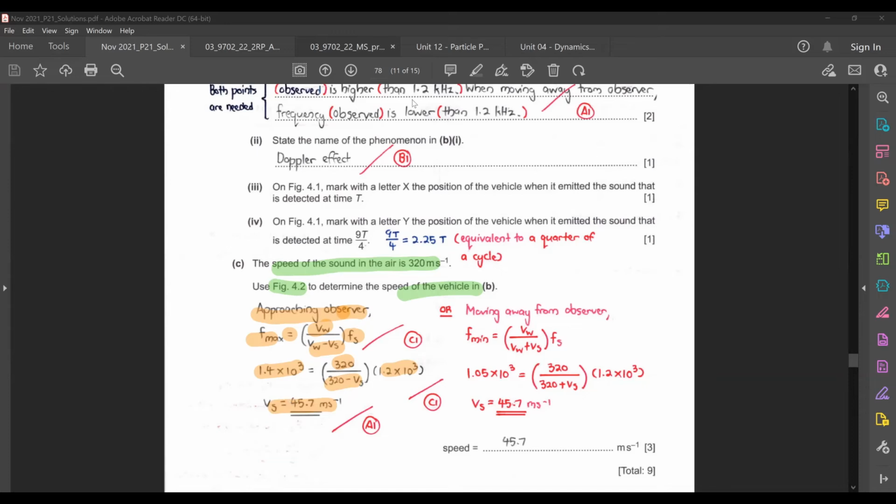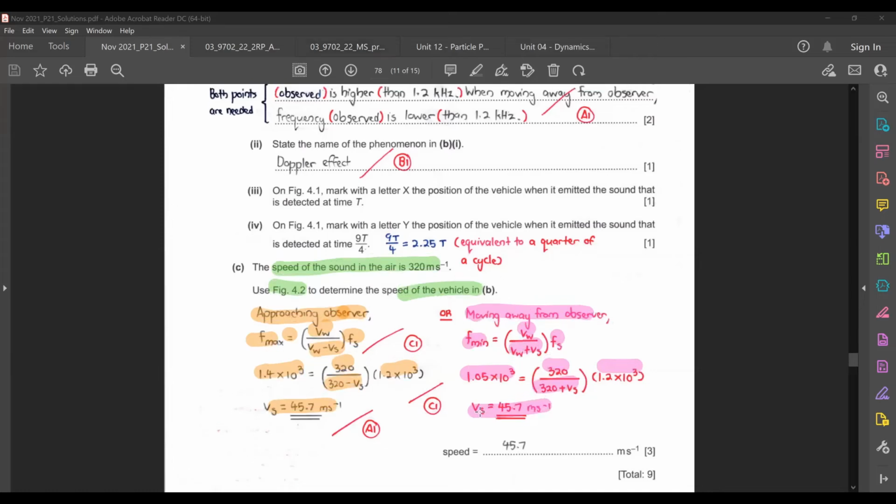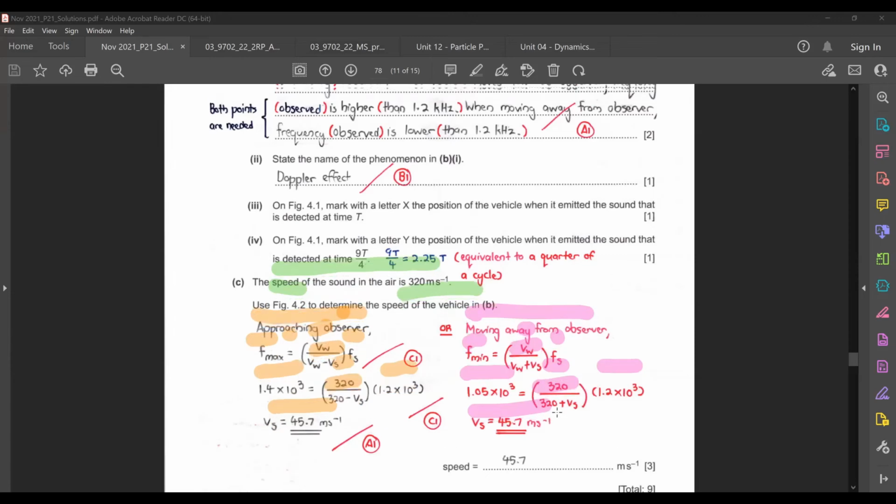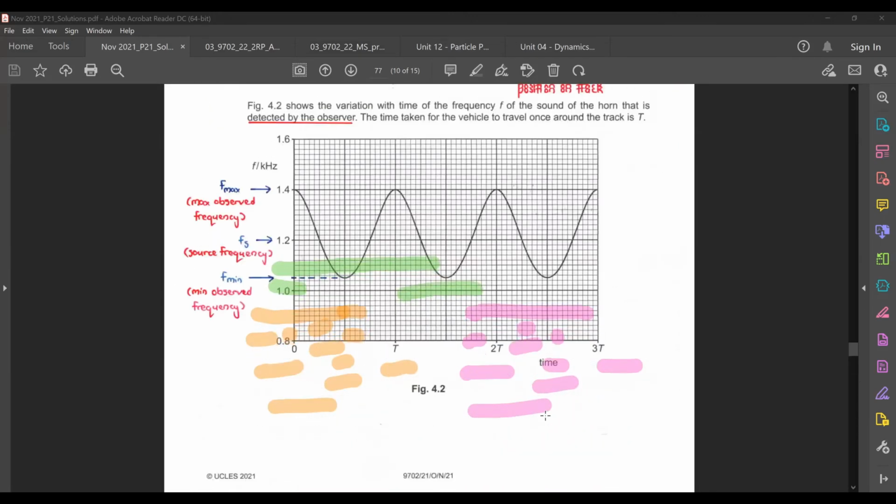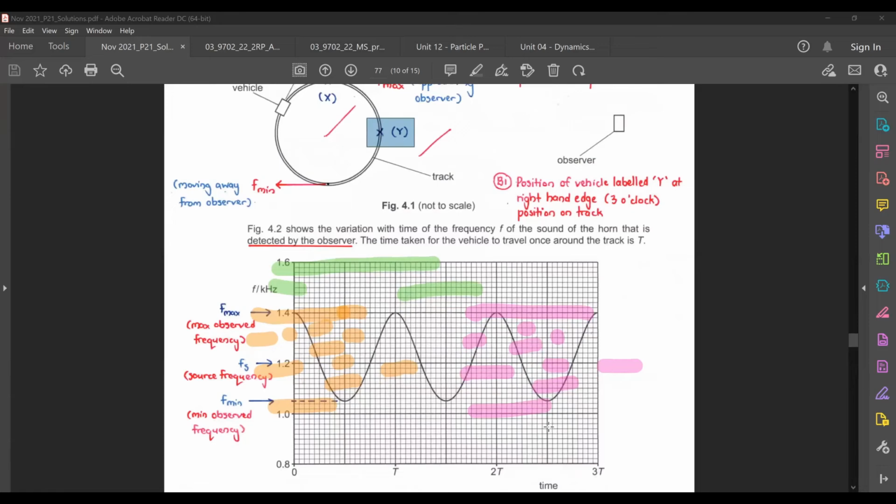Or you can also use the case where it's moving away from the observer, where you say Fmin is VW over VW plus Vs times Fs. So you sub in the values and you will still get the same answer. Okay. So your Fmax, Fmin, your VW, and Fs, these are all indicated here. All right. So as I mentioned to you, this is your Fmax, this is your Fmin, this is Fs.